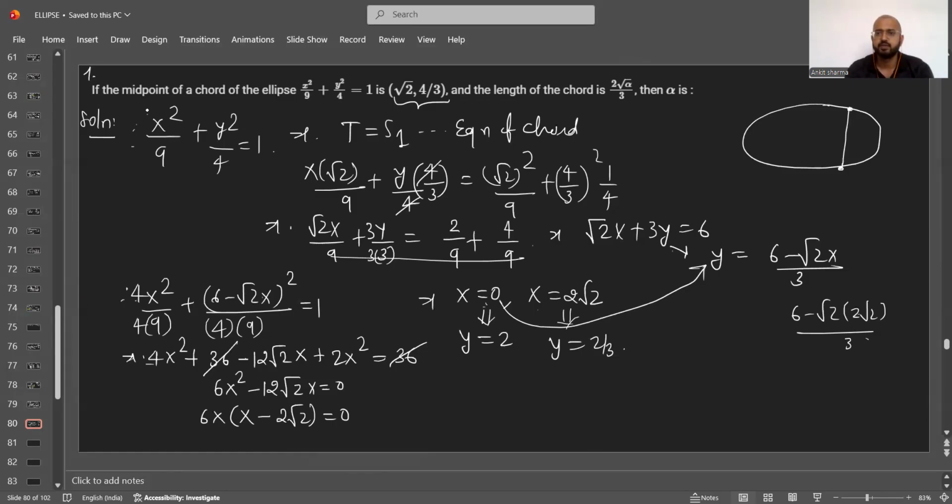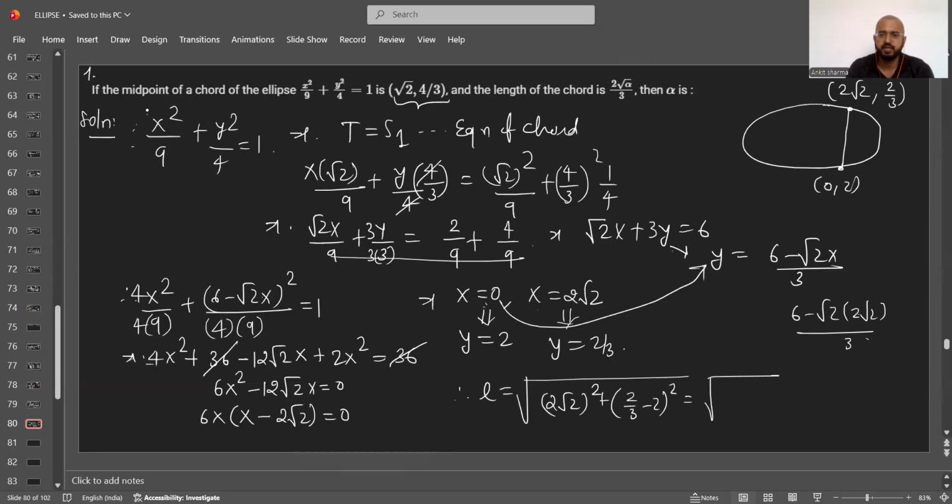Now we can use the distance formula. So we know this point: when x is 0, y is 2. When x is 2 root 2, y is 2 by 3. So therefore, the length is, simply by the distance formula, (2 root 2) square plus (2 by 3 minus 2) square. This would give me 2 root 2 square is 8, and then 2 minus 6 is minus 4 by 3, square is 16 over 9. So this is 72 plus 16.